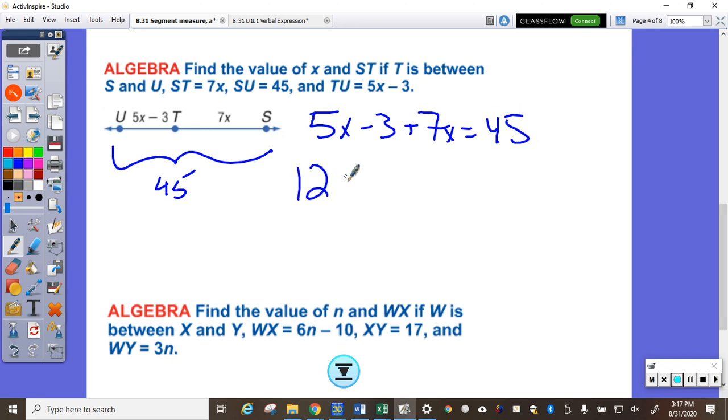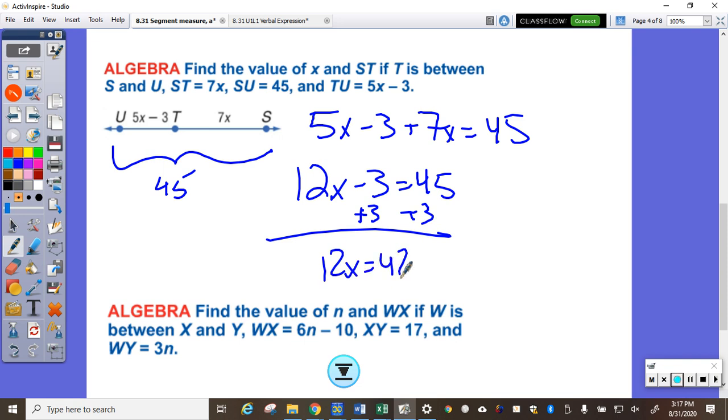Combine like terms. Add this 3 to both sides. 12x equals 48. And so therefore, x equals 4.